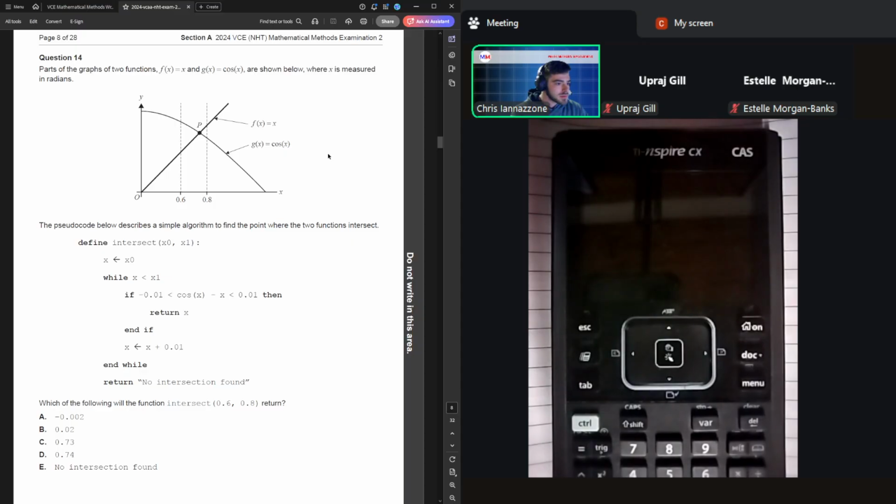Okay, next one up, another multi. So we've got F, we've got G. We've got a crossover between those two things. The pseudocode below is going to basically help us figure out where these two functions intersect, specifically the x value, actually.